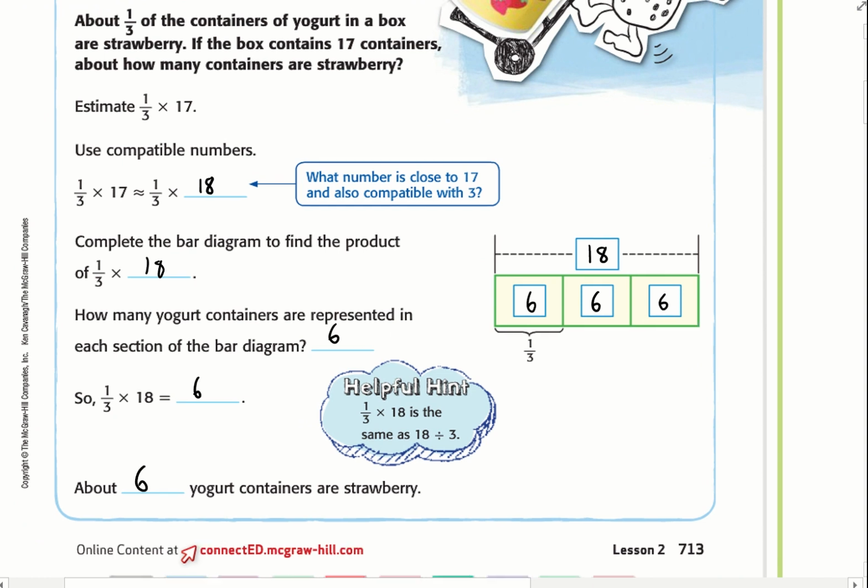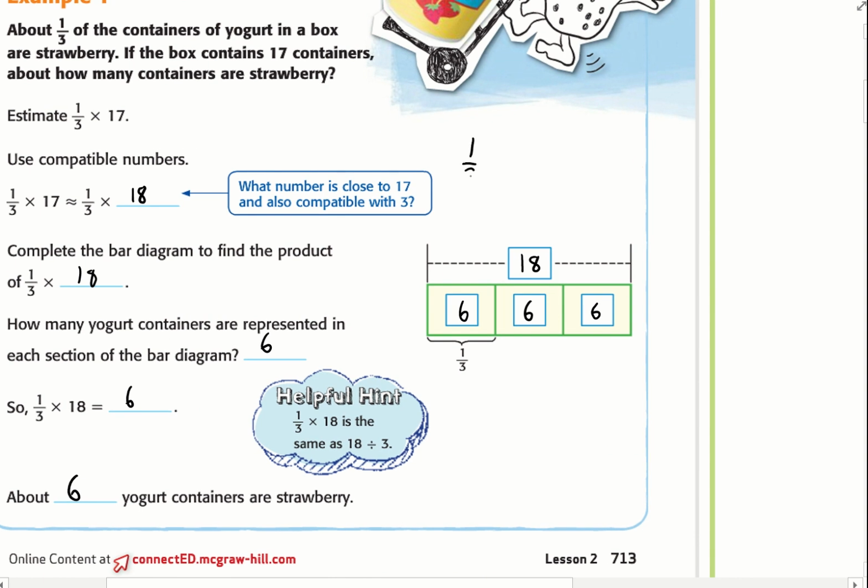The other thing I would like to use is, when we multiply fractions and whole numbers, whenever you multiply fractions, you just multiply numerators with numerators, denominators with denominators. If I multiply my numerators, 18 times 1 equals 18. If I multiply my denominators, 3 times 1 equals 3. So now I have the fraction 18 over 3, or 18 divided by 3, which equals 6.